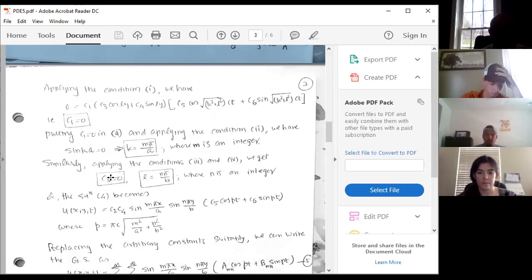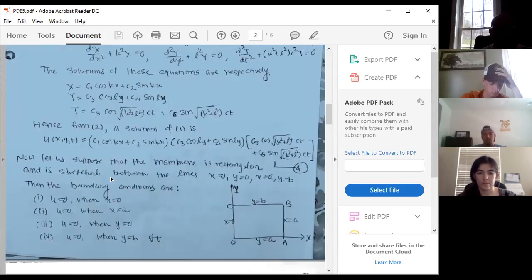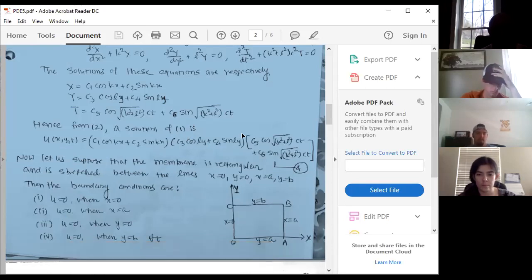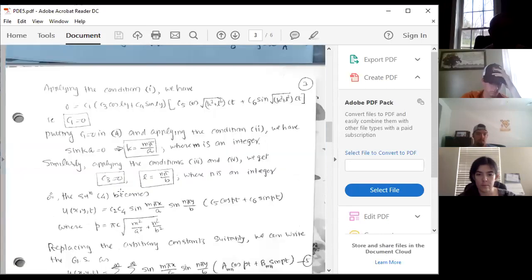If you use the third condition, u equal to 0 at y equal to 0, then this is 0. At y equal to 0, cosine 0 is 1, so C3. This part will be 0, everything is 0, so C3 is 0. And in the same way we have l equal to n pi by b.